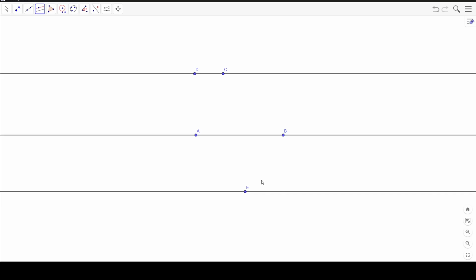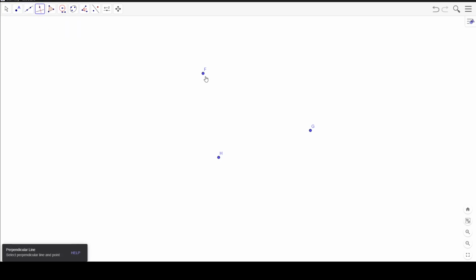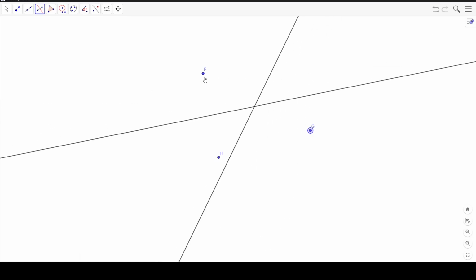A couple more interesting equivalents to the parallel postulate are, given any 3 points not in a straight line, there exists a circle passing through them. So we can show an example of this if we have 3 points F, G, H, and they're not all in a straight line. We can construct a circle which passes through all 3 of those points. And the way that we would do that, which I won't go too much into the explanation of here, is we would draw the perpendicular bisectors, and then we would draw a circle with the intersection as the center, and it would pass through those 3 points.